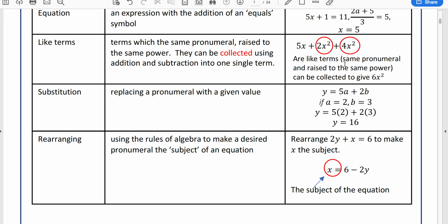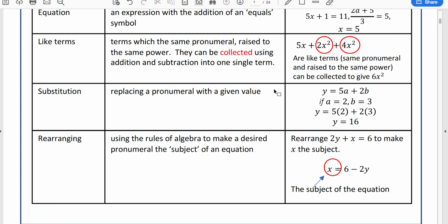Like terms are terms where we have the same pronumeral. So in this example, it's x, but we've also got that raised to the same power. So you'll see both of these, the ones circled, are both x squared. Now that's important because we can collect like terms together, which you've been doing since about year 7 or 8. So that was just a reminder for you if I refer to like terms. You're looking for identical terms.